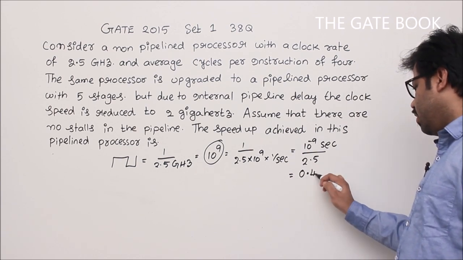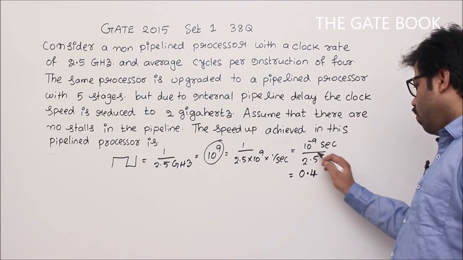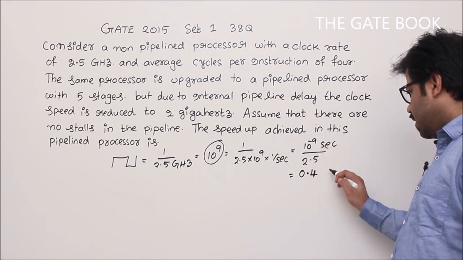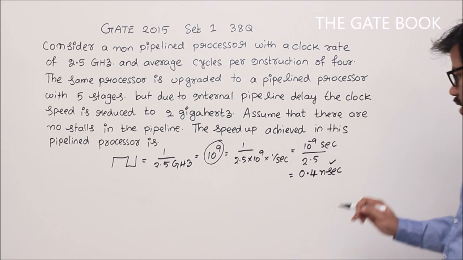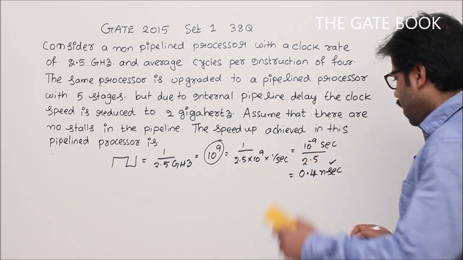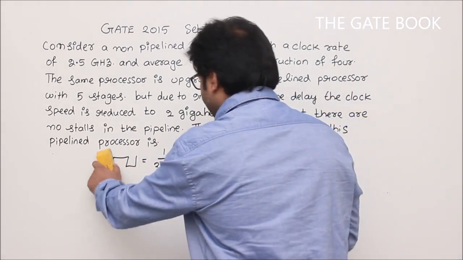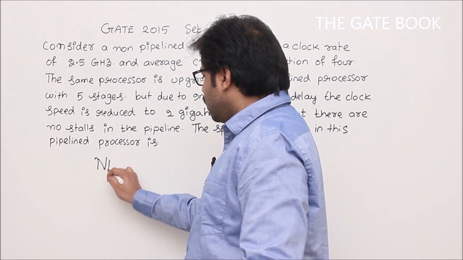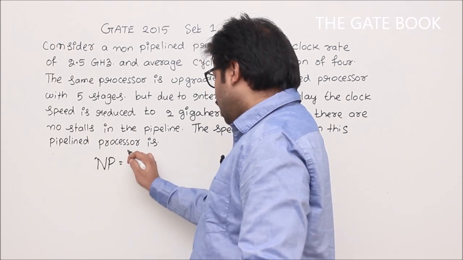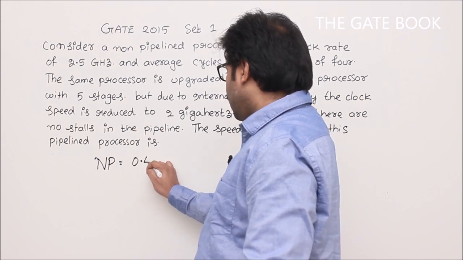Just simplify and check it out. 0.4 into 10 to the power of minus 9 second is nanosecond. So what I am doing is converting that answer into nanoseconds. Finally, this entire thing is 0.4 nanosecond. Remember it. So the first non-pipelined processor's time cycle, that means cycle period, is 0.4 nanosecond, remember.